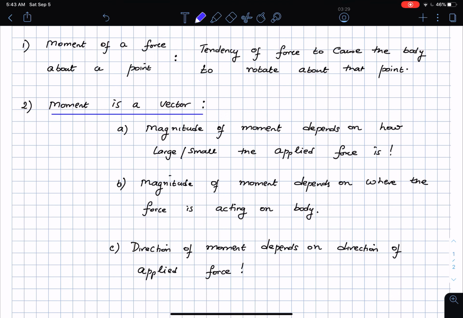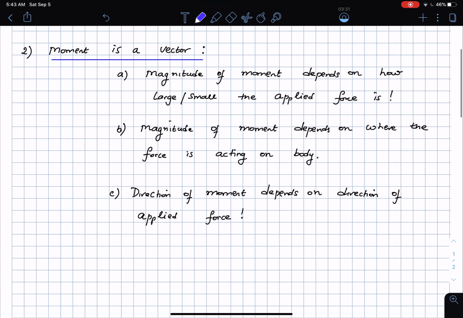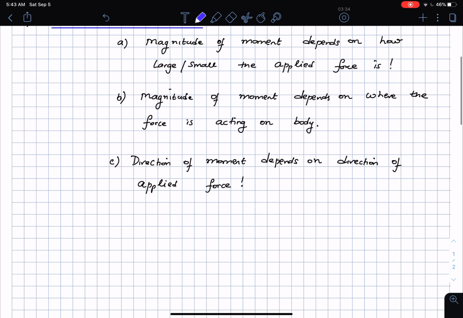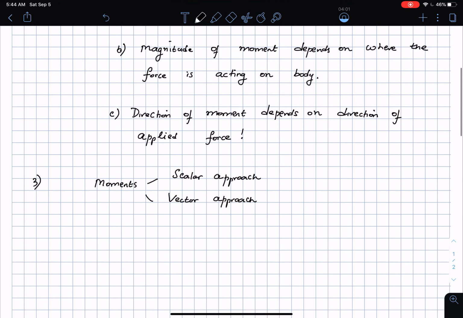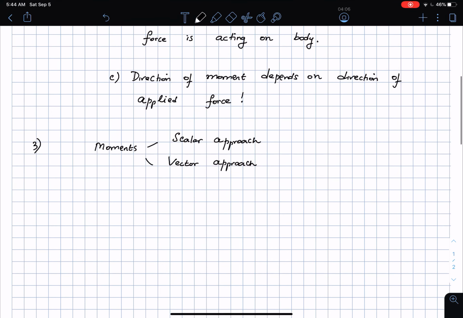There are typically two approaches to studying moments: a scalar approach and a vector approach. In this particular concept talk, I'll be talking about the scalar approach, and in the next one, we will be looking at the vector approach. So here is the new title for us: the scalar approach to moments.